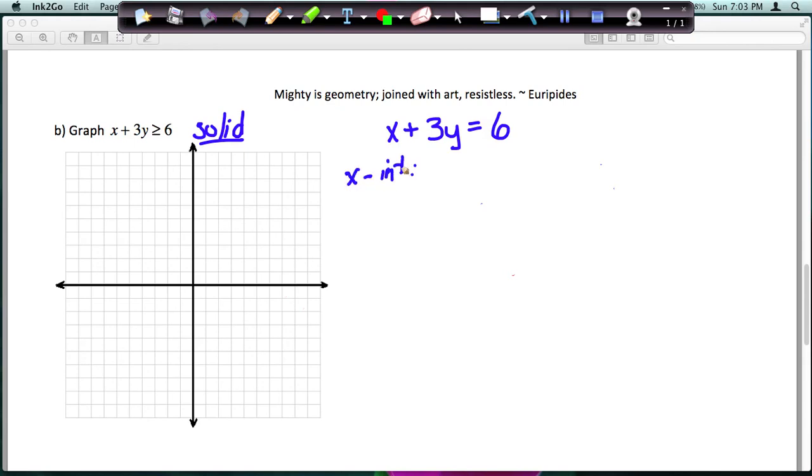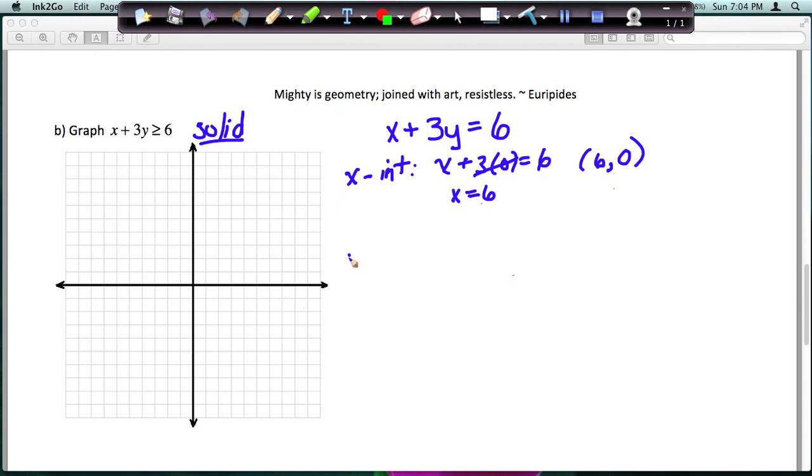Remember the x-intercept, all that means is plug in 0 for y and solve for x. And when you plug in 0 for y, this whole term basically goes away, and you get x equals 6. So just remember, this is the point. X is 6, y is 0.